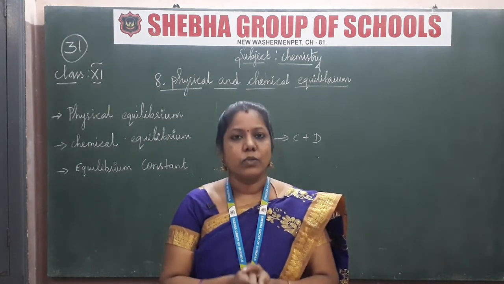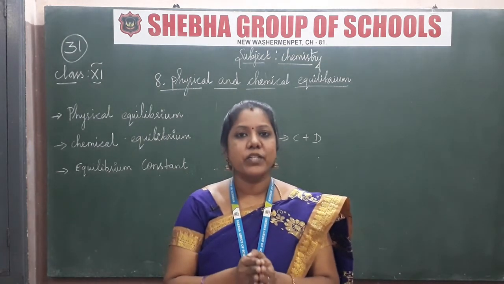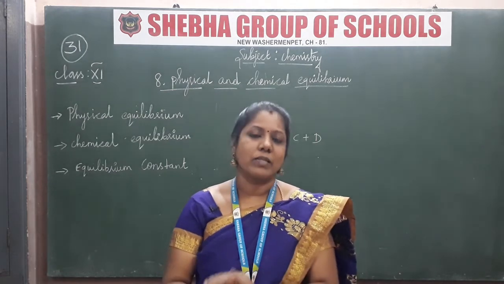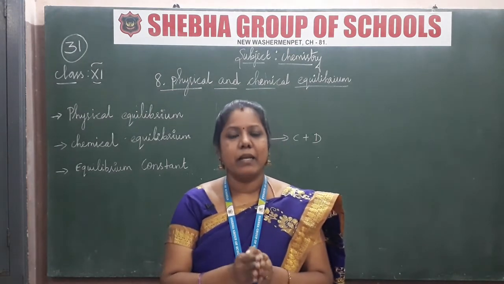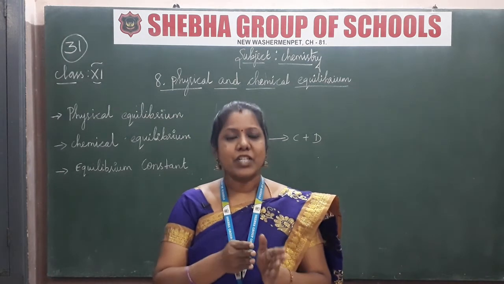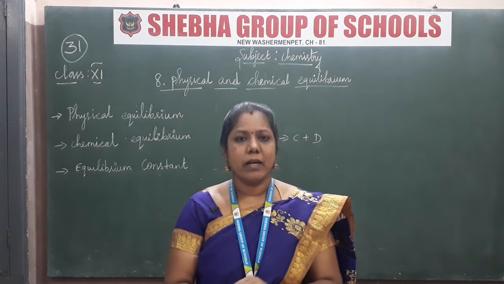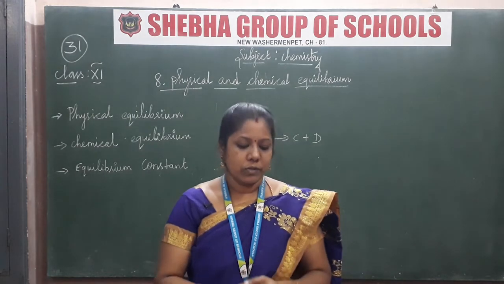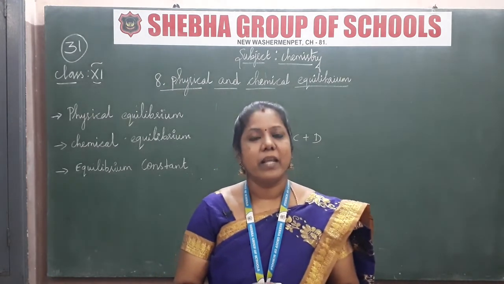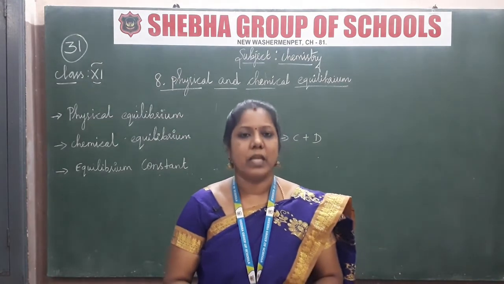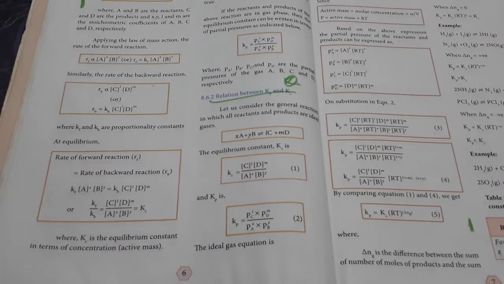And Kc, what is Kc? It means the concentration equilibrium constant. So Kp and Kc are the equilibrium constants. Now move on to the derivations about the equilibrium constant. So this is equilibrium constant Kc and Kp.